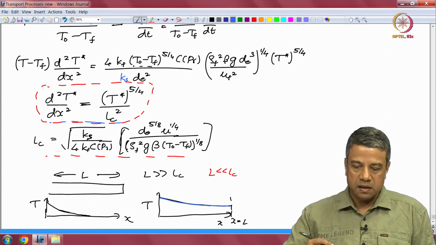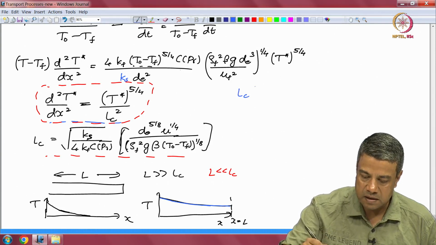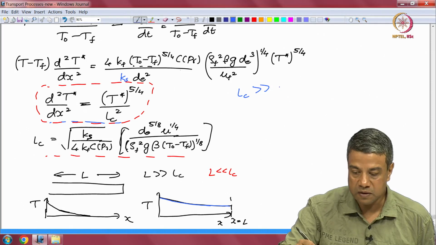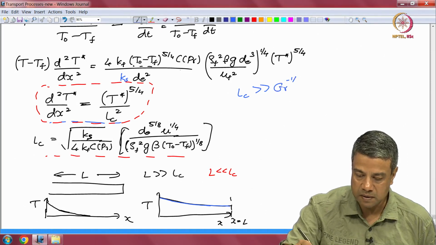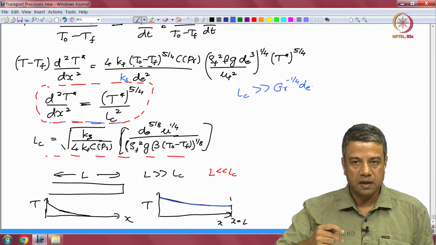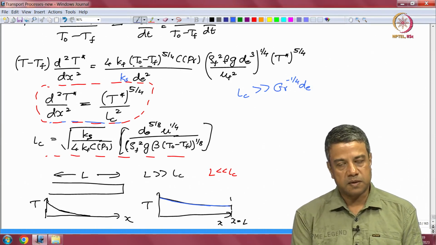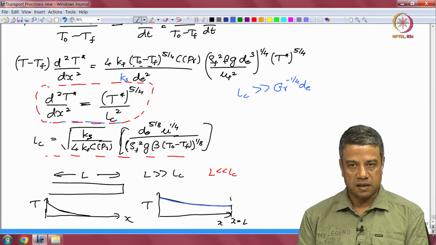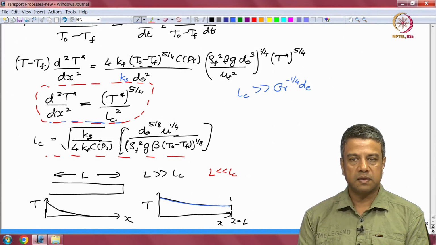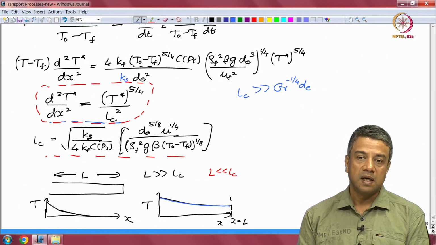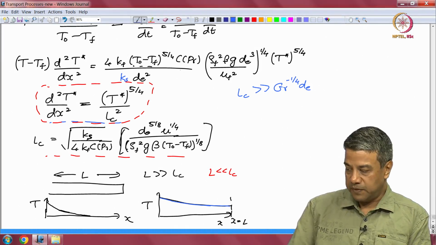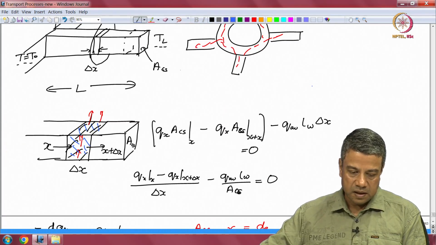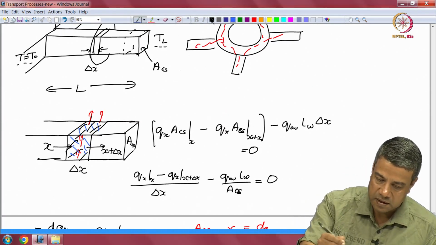And the other criterion is, of course, LC has to be much greater than the characteristic diffusion length, that is Gr to the power minus 1/4 times dE, for the steady state approximation to be valid. So, you have to verify that this length is much larger, so that you can assume a steady state at each local position in the fin. Note that there is actually a temperature variation. As you go downstream here, the temperature actually decreases.